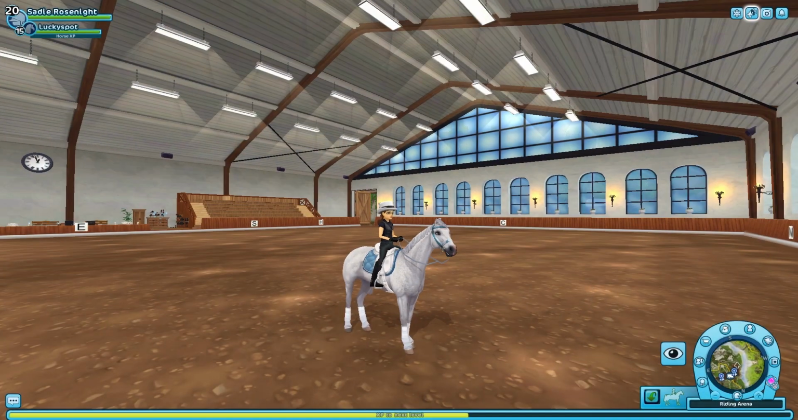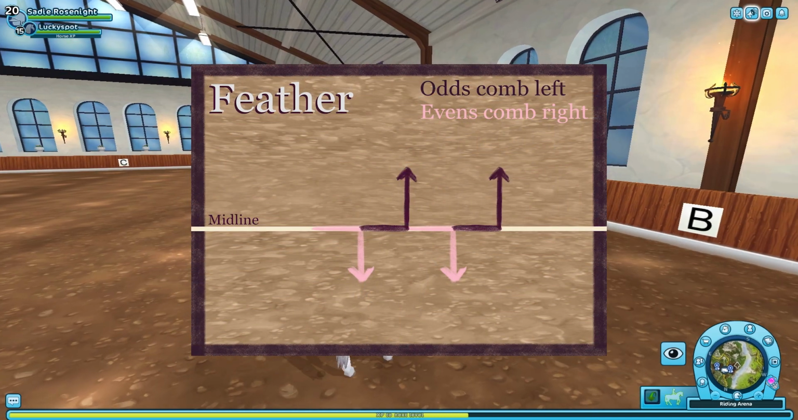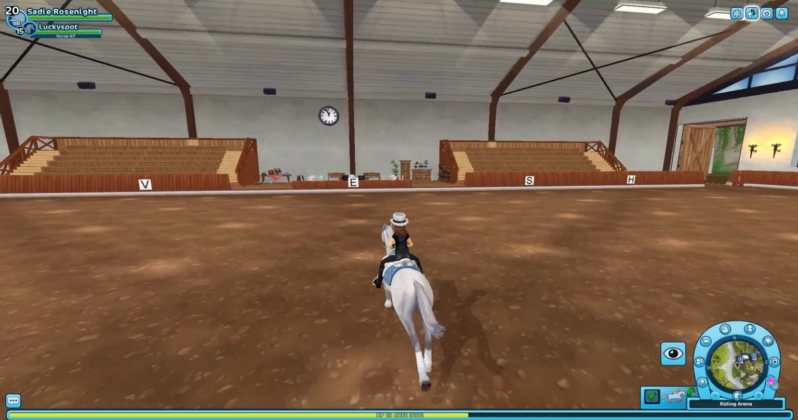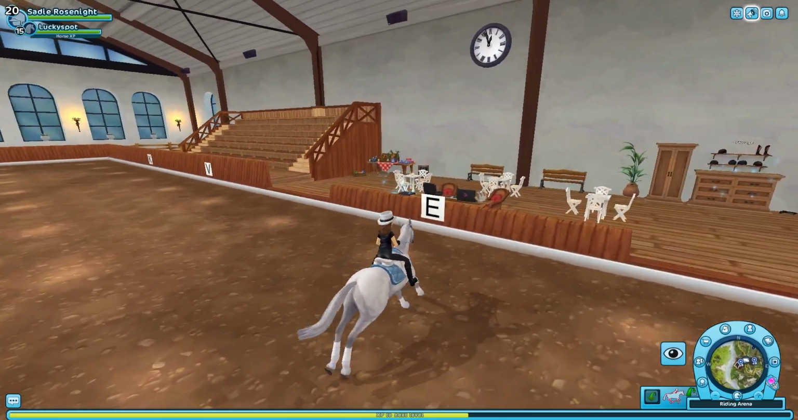Next up is the move feather. It says while on a mid, odds will comb the direction called and evens will comb the opposite direction. Now, feather can get quite complicated when it gets to the merging. So I'm going to draw for you guys because that will be much easier to explain.